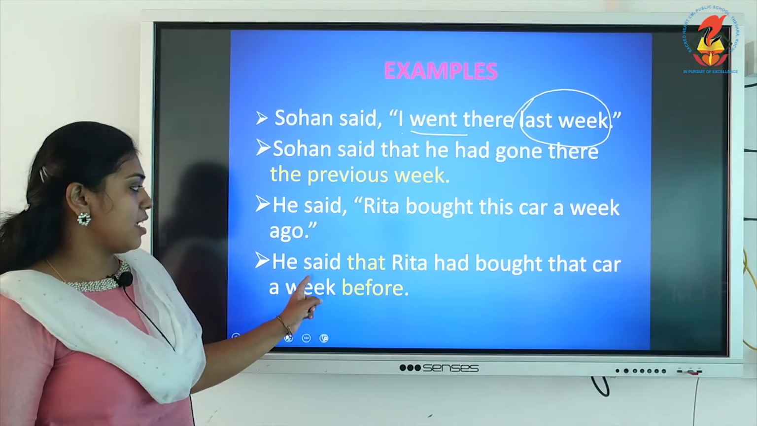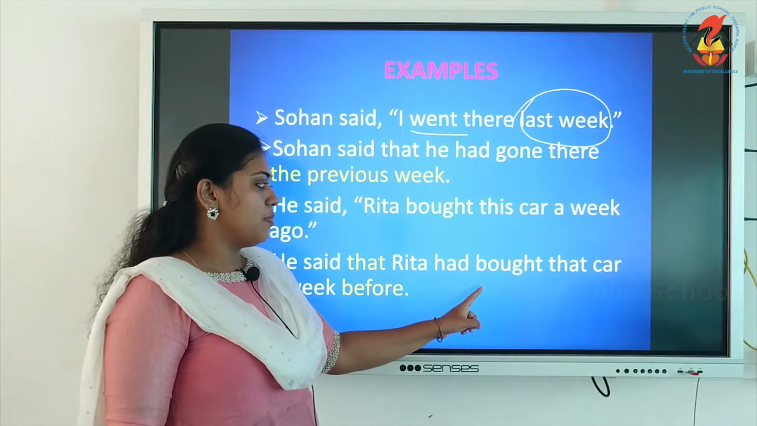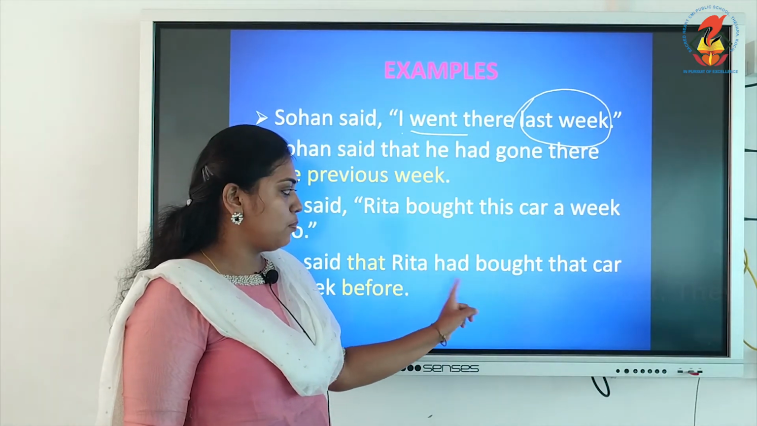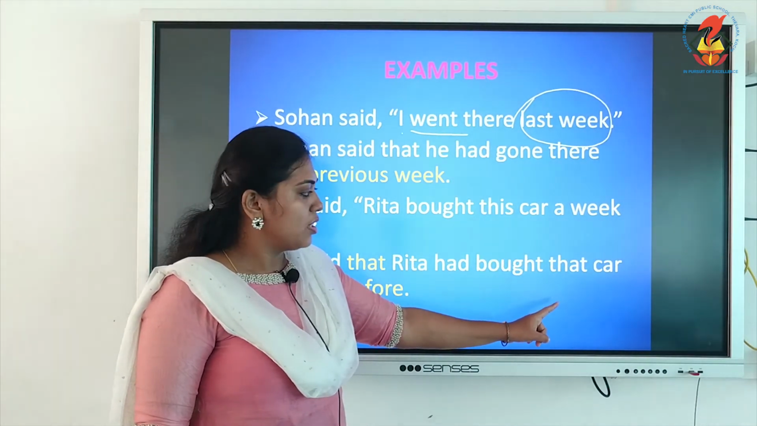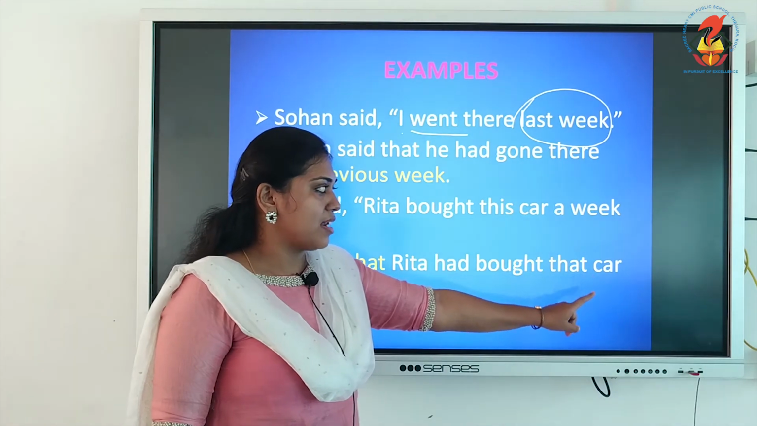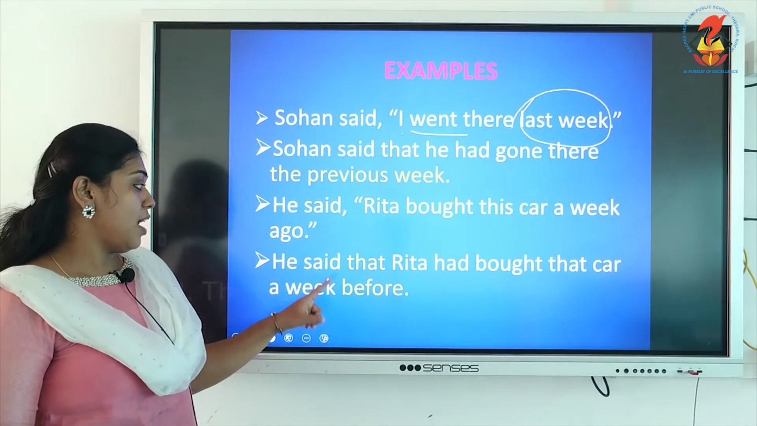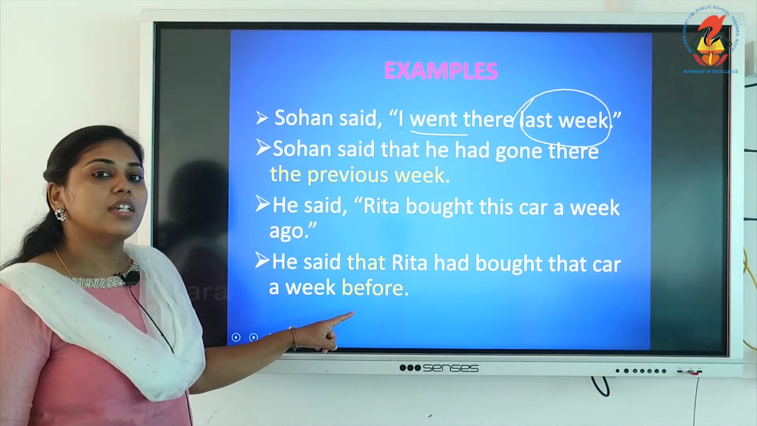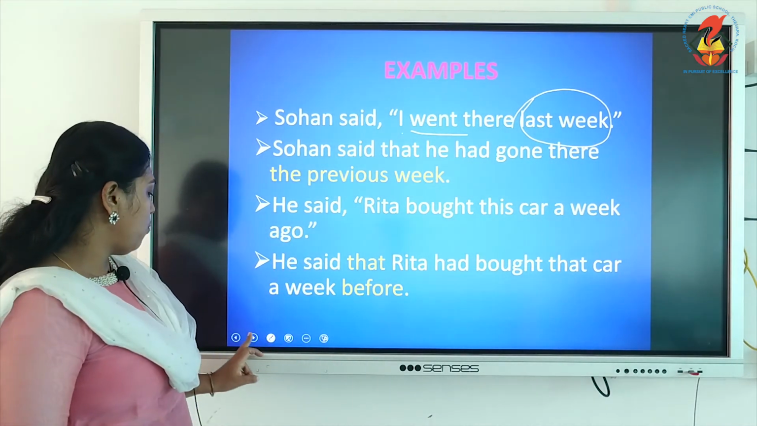Okay, so we'll write it as, he said that Rita bought is simple past, so it should be written in past perfect tense, which is had bought. Rita had bought. This will be changed to the word that. Okay, that car. This car will become that car a week ago. Ago should be written as before. Okay, when ago comes in a sentence, you have to change it into before.